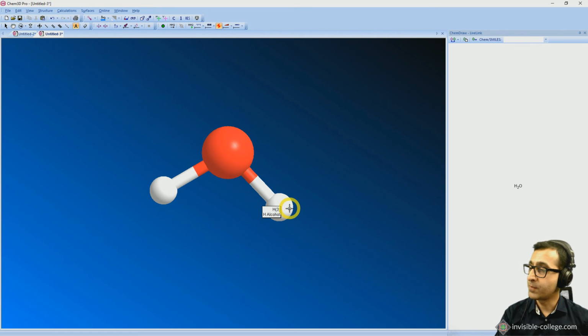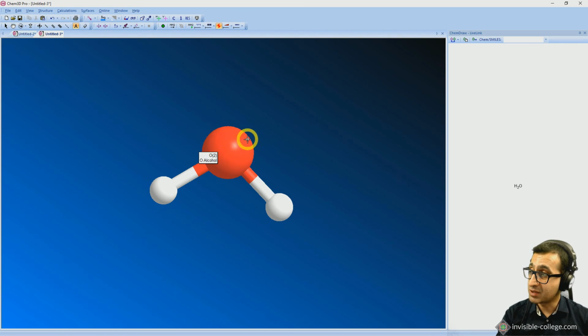So water is H2O. It is a bent molecule. It has this V shape. And part of the reason for that is because the oxygen atom here shares one of its 6 outer electrons with this hydrogen. It shares another one of those 6 outer electrons with this hydrogen.